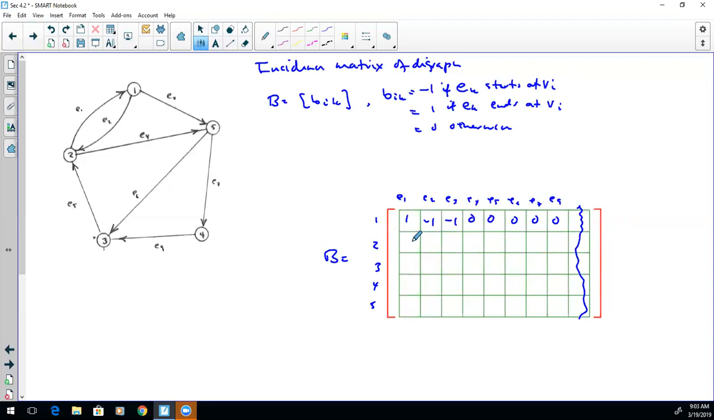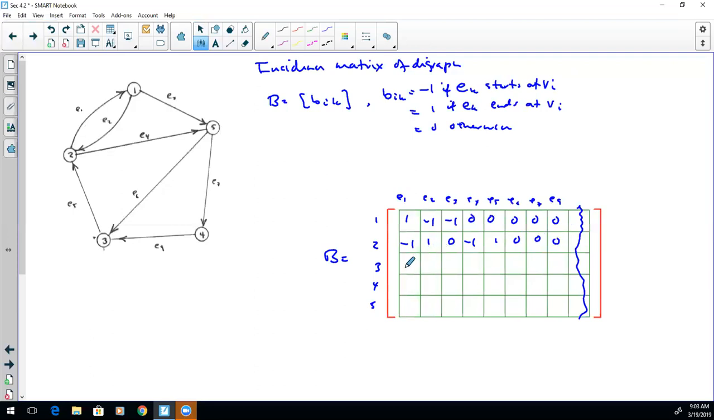Vertex 2. Edge 1 goes out of 2, so that's a -1. Edge 2 goes into 2. Edge 3 doesn't have anything to do with 2. Edge 4 goes out of 2. Edge 5 goes into 2. And 6, 7, and 9 don't touch 2 in any way.